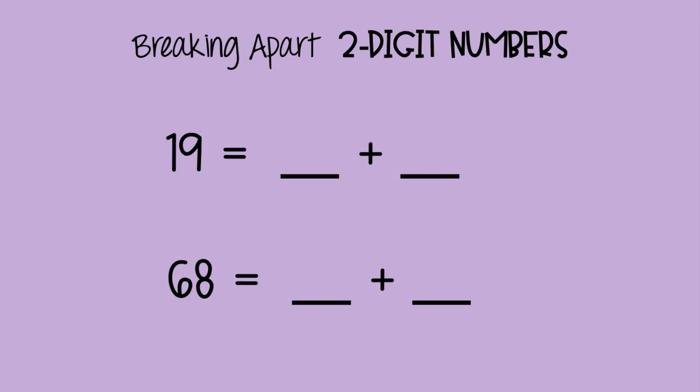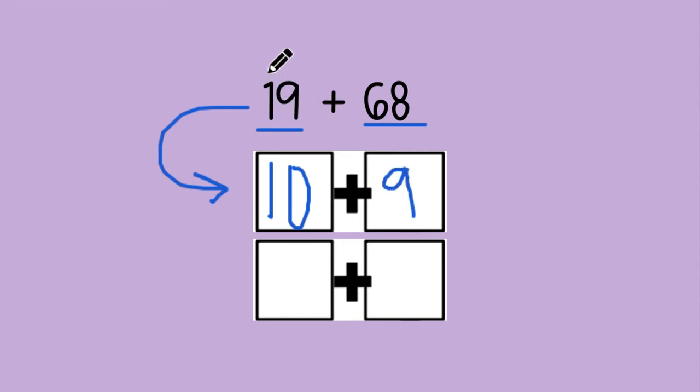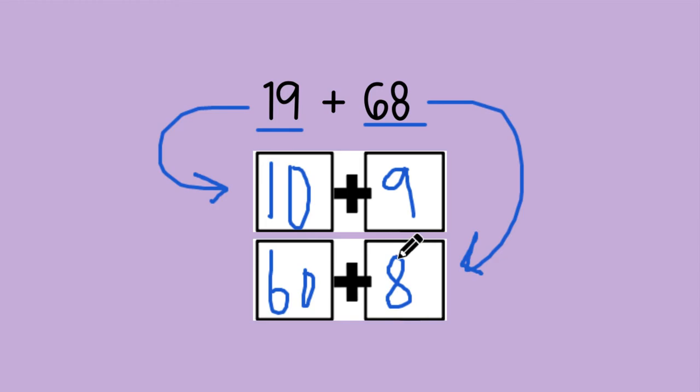Let's take this one step further. Now let's do these two addends. Let's start with the 19. 19 equals 10 plus 9, because we're looking at the tens place and the ones place. And now we've got the number 68. 68 is 60 plus 8. That's how we just took all of that information one step further. We're breaking apart two addends this time instead of just one.